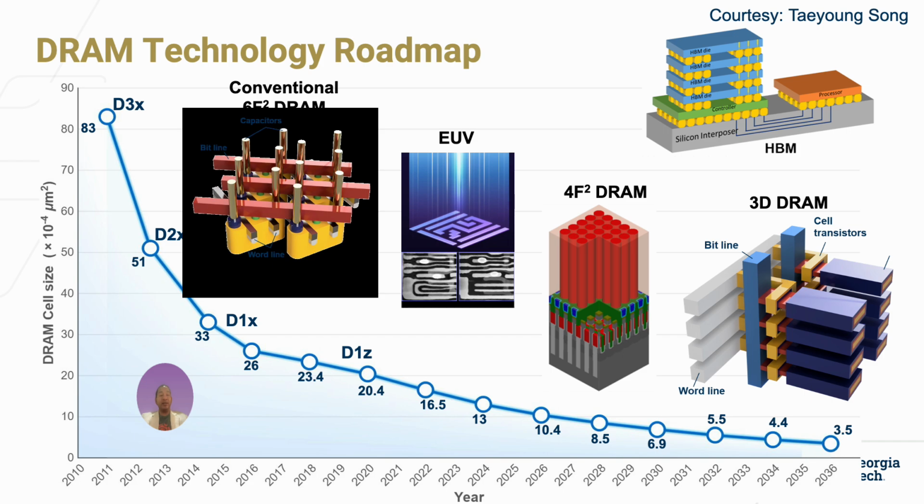To keep printing these tiny features, DRAM now uses extreme UV, the same advanced light source used in the most advanced logic. And the cell design itself is changing from today's conventional layout towards denser cells and eventually true three-dimensional DRAM, where cells stack vertically. The point is that even memory, which people picture as simple, is pushing the limits of physics and manufacturing.